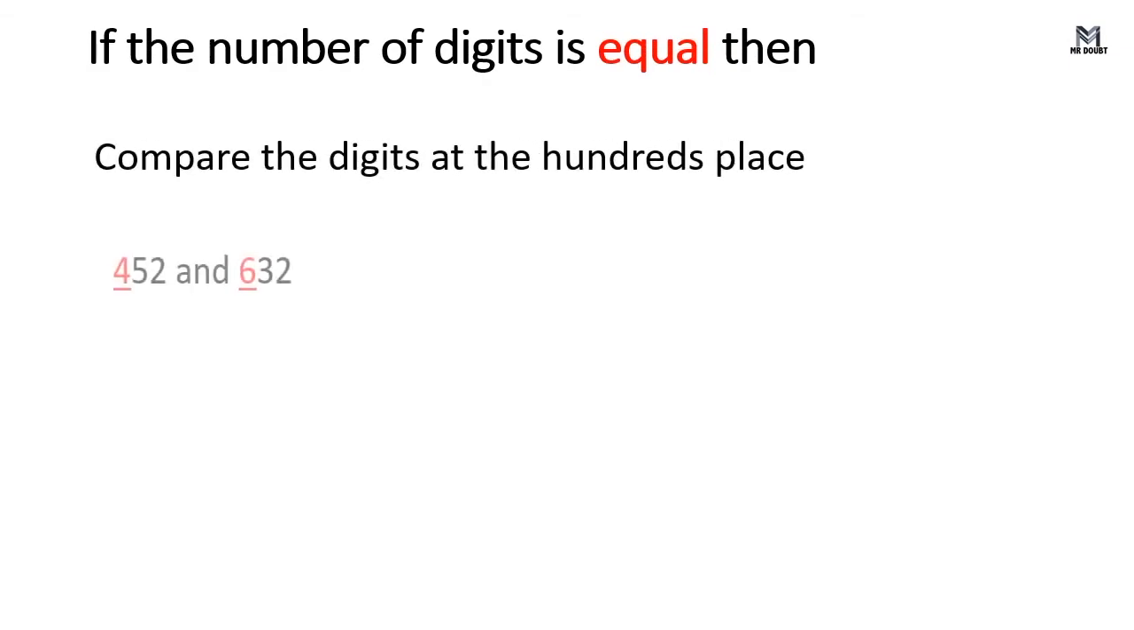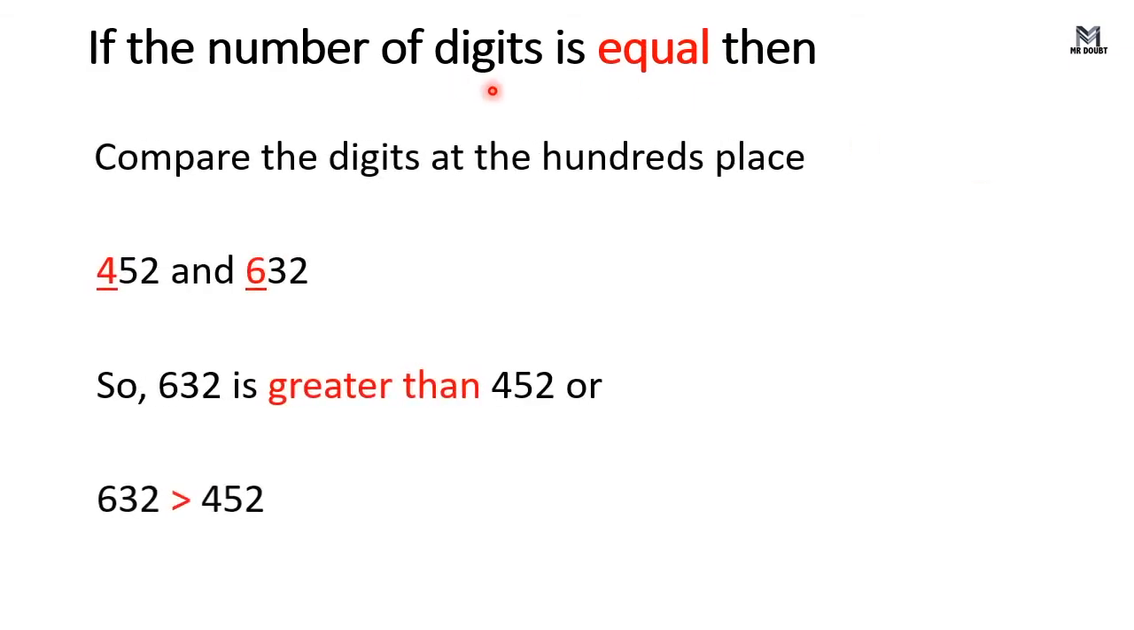If the two given numbers have an equal number of digits, right? Earlier, you saw what to do if the number of digits is not equal, but if the number of digits is equal, then we have to compare the digits at the hundreds place. Why the digit at hundreds place? Because here we are talking about three-digit numbers. If we were talking about a four-digit number, then we would have taken the thousands place first. Okay, so now we are taking a three-digit number.